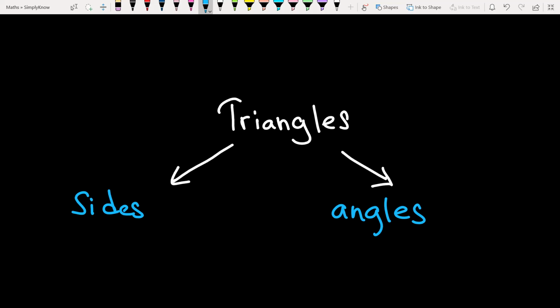In this video, I'm going to explain the types of triangles. There are two ways to classify triangles: classifying triangles based on the lengths of their sides, and classifying triangles based on the magnitudes of their angles. Let's start by classifying triangles based on the lengths of their sides.